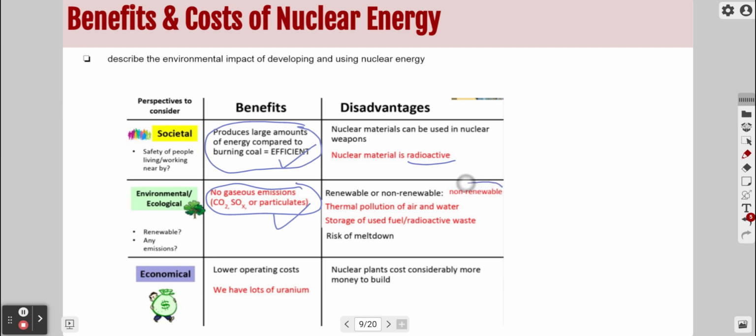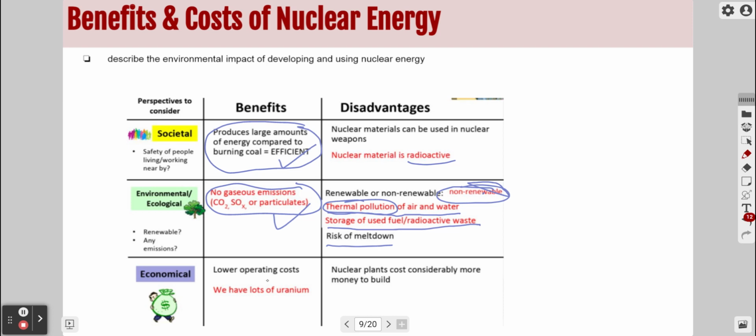Its disadvantage is a non-renewable fuel source, so that fuel source again won't be there forever. Thermal pollution, so it does release a lot of heat into the air and water. You need these big cooling pools, so you're doing a lot of thermal pollution, which has its own issues. You'd be heating bodies of water, and then there's the issue of storing the radioactive waste, and always the risk of a meltdown.